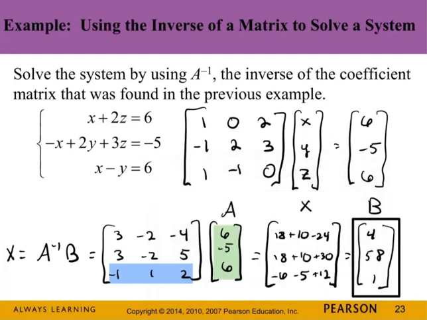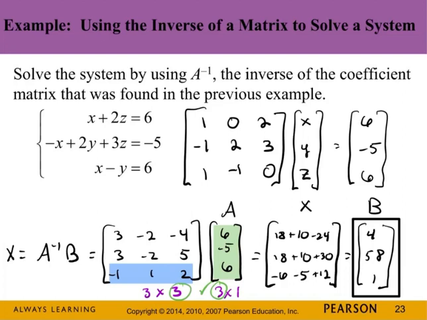One other thing I want you to notice. I forgot to mention this earlier, but when we did our multiplication, notice A inverse is a 3 by 3. The constant matrix, rows by the column, is a 3 by 1. Notice that the columns here match the rows here. That's why we were able to do the multiplication.